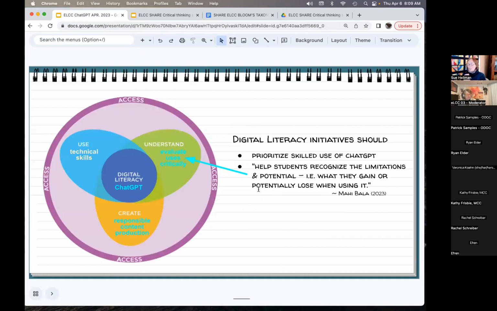So my feeling is strongly that the approach to dealing with the incursions and the fear of what ChatGPT can do is to come at it from a plagiarism and ethics angle, asking what we can do short of shutting it down, and to move the discussion about ChatGPT into your bigger digital literacy discussion. Campuses need to prioritize a skilled use of ChatGPT and help students recognize the limitations and potential. In other words, what they can gain and potentially lose by using it.